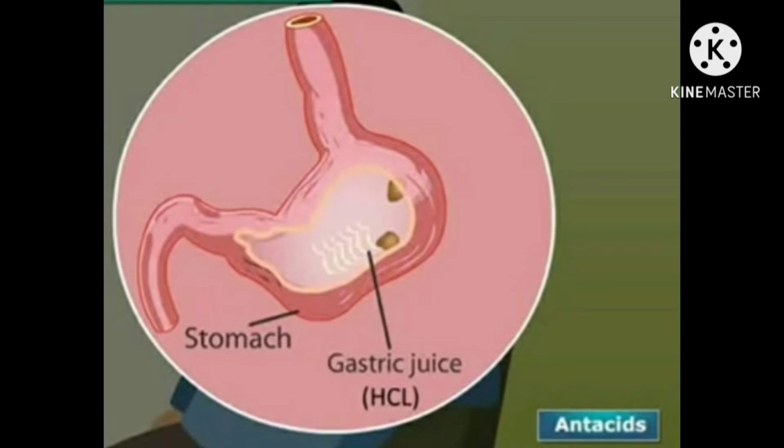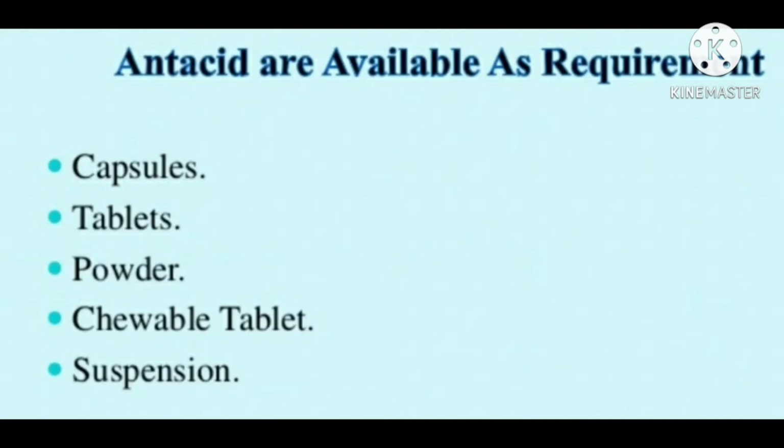In order to cure indigestion and get rid of pain, we can take bases called antacids. A common antacid used for curing indigestion due to acidity is milk of magnesia, that is magnesium hydroxide. Antacids are available in the market in the form of liquid mixtures or tablets.